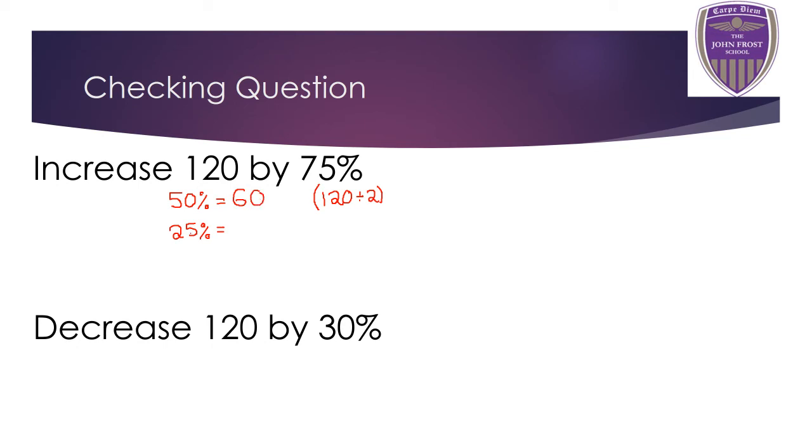And now to find 25%, I know 25% is half of 50%. So I need to divide 60 by 2 to get my answer for 25%, which is 30. Now I need to add these together now to get my 75%. 50 plus 25 is 75%. And 60 plus 30 is 90. I'm increasing 120 by 75%. So to finally answer the question, 120 plus 90.